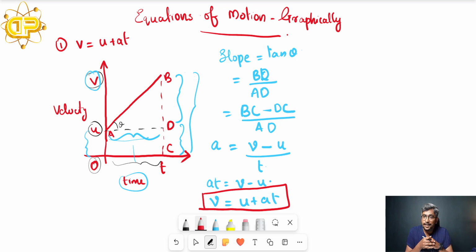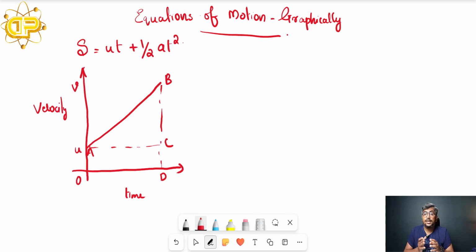Now coming to the second equation of motion. So here is the second equation of motion and you are given a velocity time graph once again, and here you are asked to find out S is equal to ut plus half at squared. S is what? The displacement. And you know that from the graph, how can you find out the displacement? By finding out the area under the graph. So this is the area under the graph.